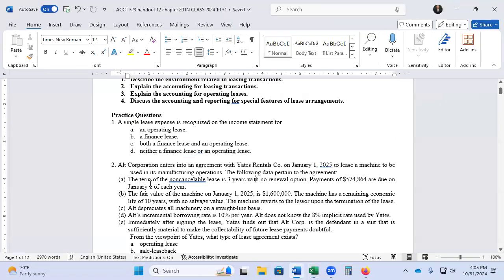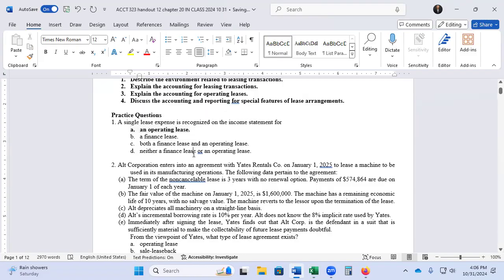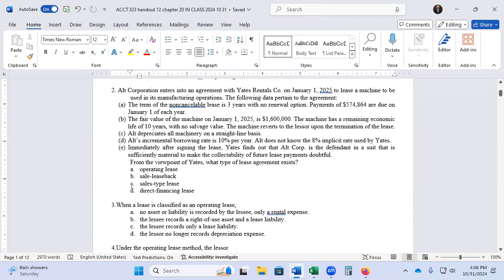Okay, we're ready to go. All righty. A single lease expense is recognized on the income statement for, and so that would be an operating lease. If you are the lessee, you have operating lease expense. If you're the lessor, then you would just have depreciation expense.